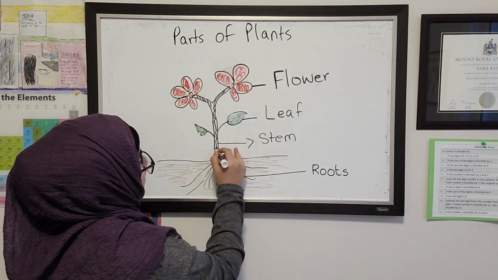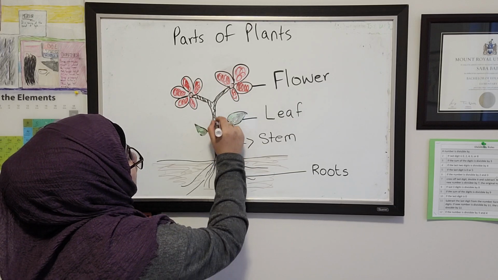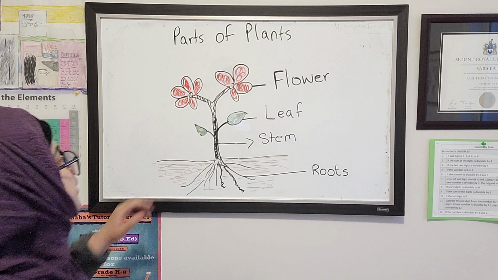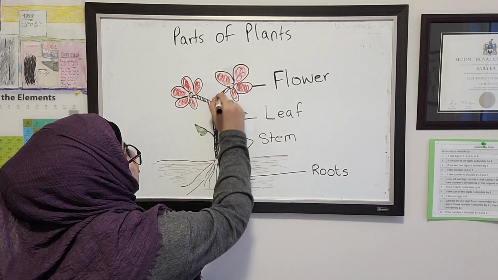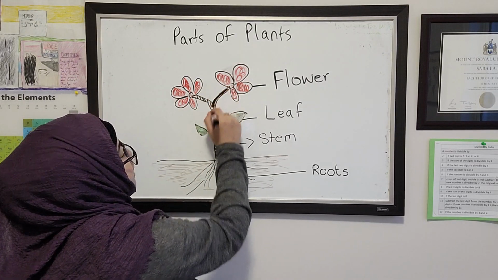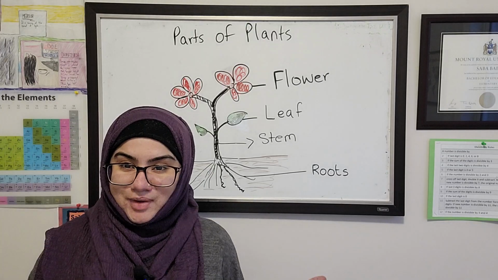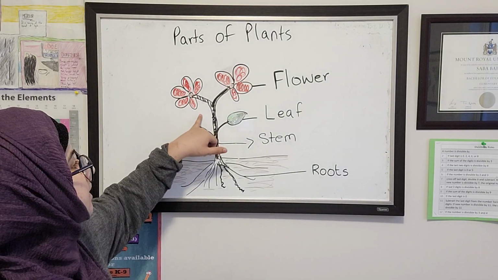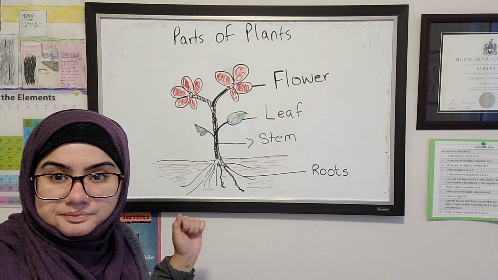Now stem's job is to deliver food to the leaves. So stems deliver food to the leaves, and stems deliver food to the flowers, so that they do not remain hungry, right? They are hungry, they need food, and they take help from the stem to get their food.